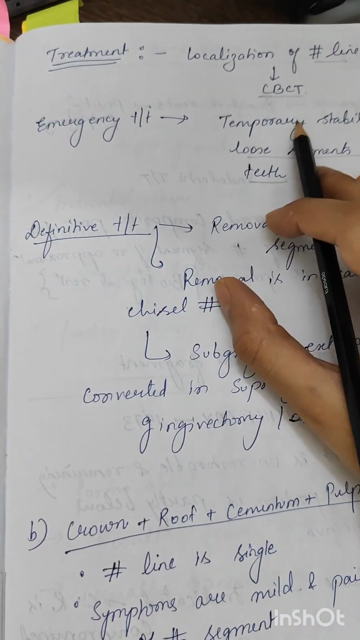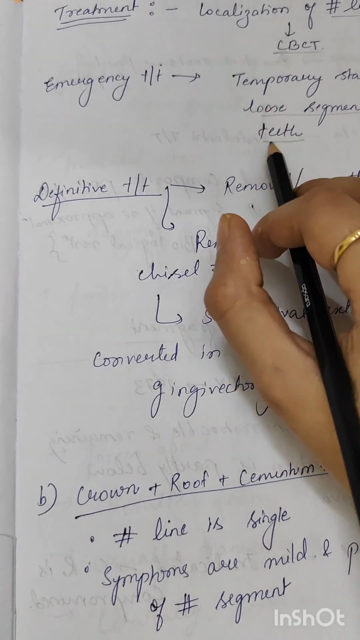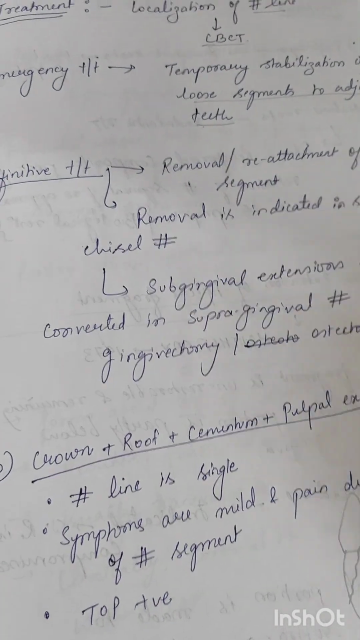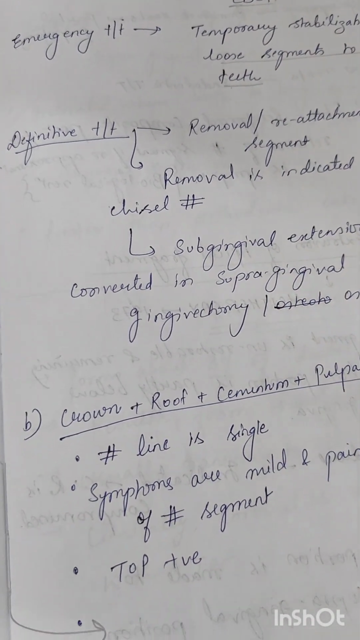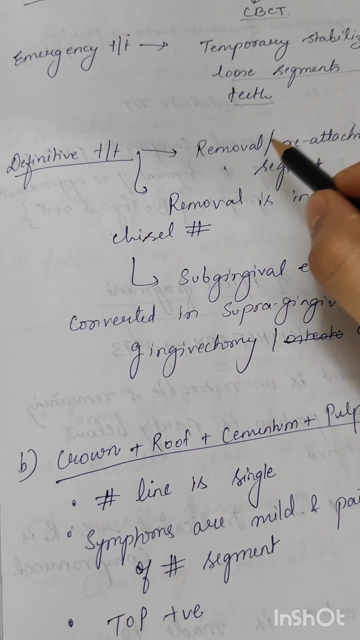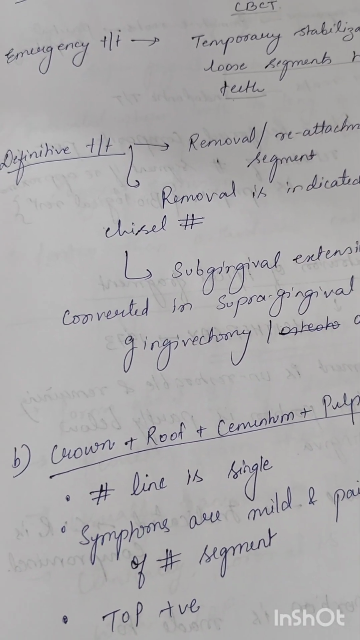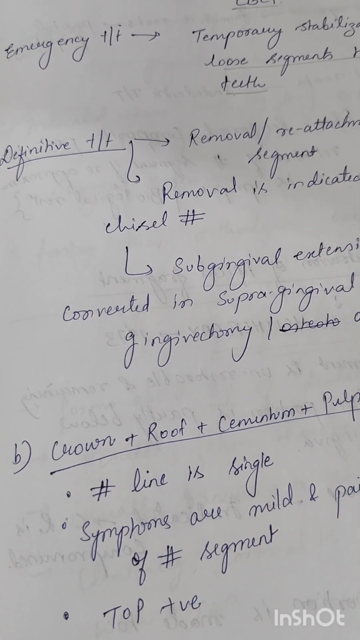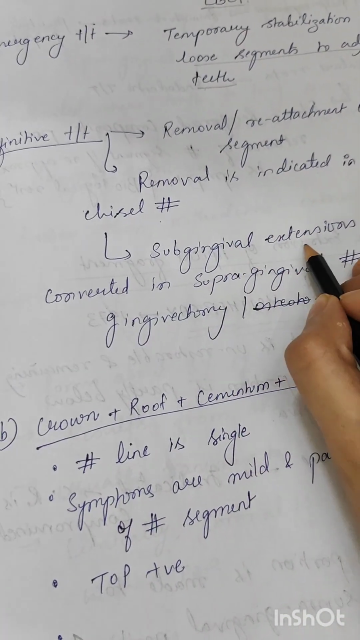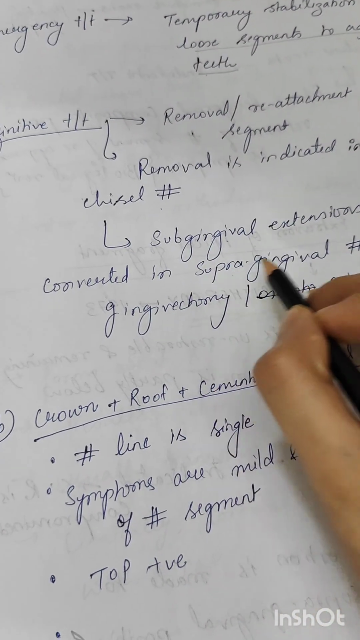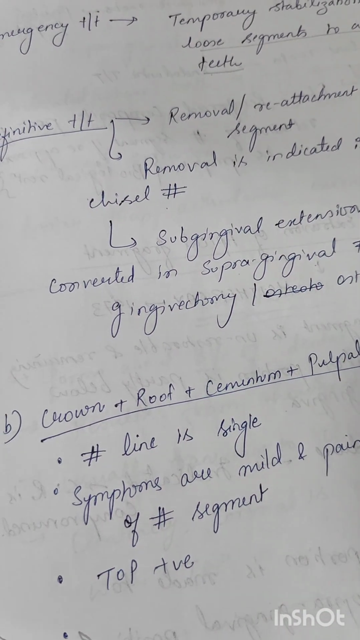Emergency treatment is temporary stabilization of the loose segment to the adjacent teeth. Definitive treatment, if it is a superficial fracture, is removal or reattachment of the fracture segment. Removal is indicated in superficial or chisel fracture. Okay. Subgingival extension is converted into supragingival fracture by gingivectomy or osteectomy.